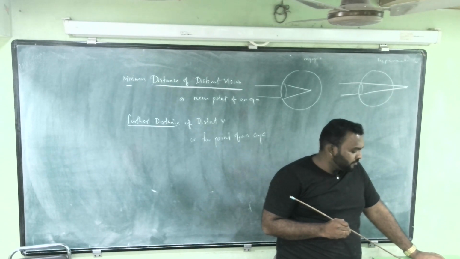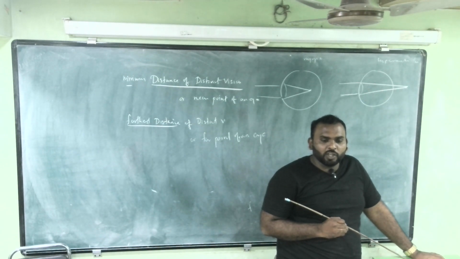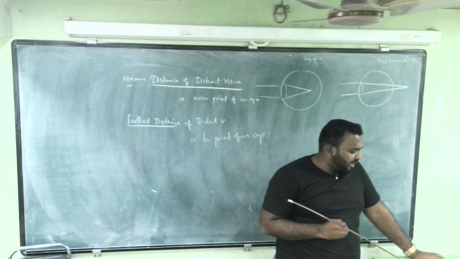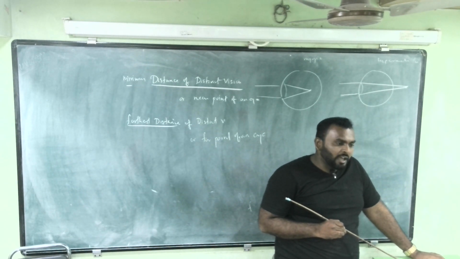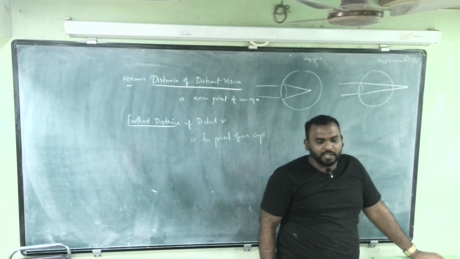Second one is a hypermetropic eye, wherein the image is formed behind the retina. To correct this, you are using a converging lens. A converging lens is a convex lens. तो converging lens क्या कर रहा है? Converge कर रहा है and again converged by the eye lens so that the image is formed on the retina.